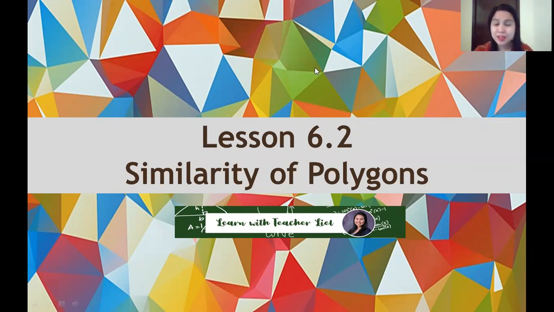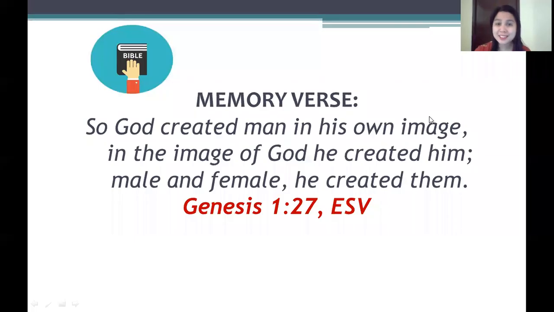Let's start with reciting today's memory verse. It's found in Genesis 1, verse 27. It says, "So God created man in his own image. In the image of God, he created them. Male and female, he created them."